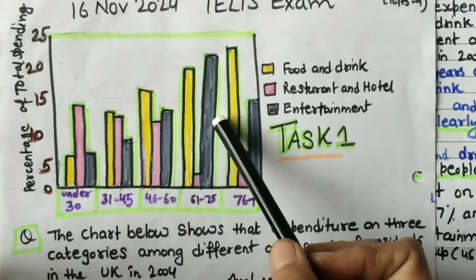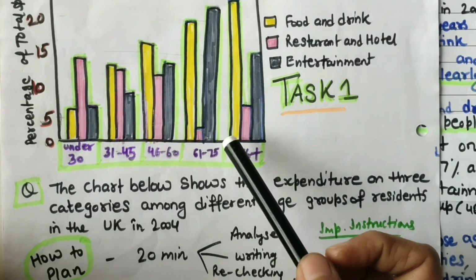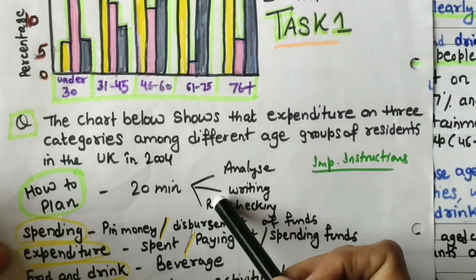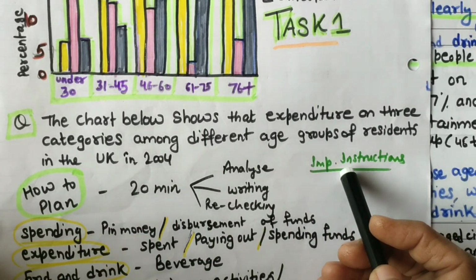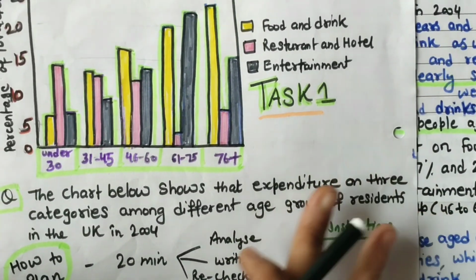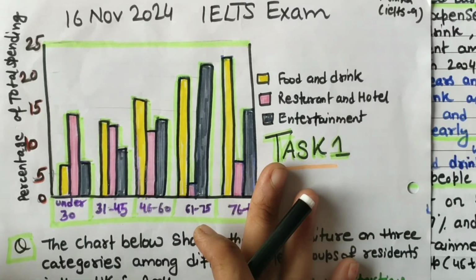So how to do this IELTS writing task 1 bar graph, and of course I will be telling you how to utilize and plan all your 20 minutes, along with important instructions. Vocabulary also we will discuss, and how to write the introduction, overall paragraph and body detail paragraph. So let's start.